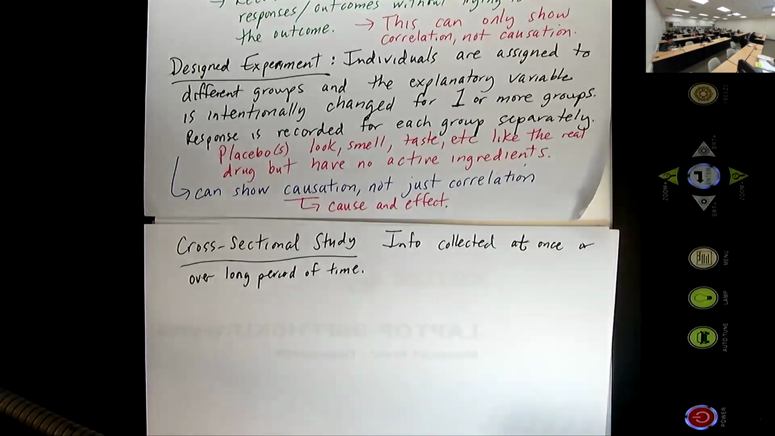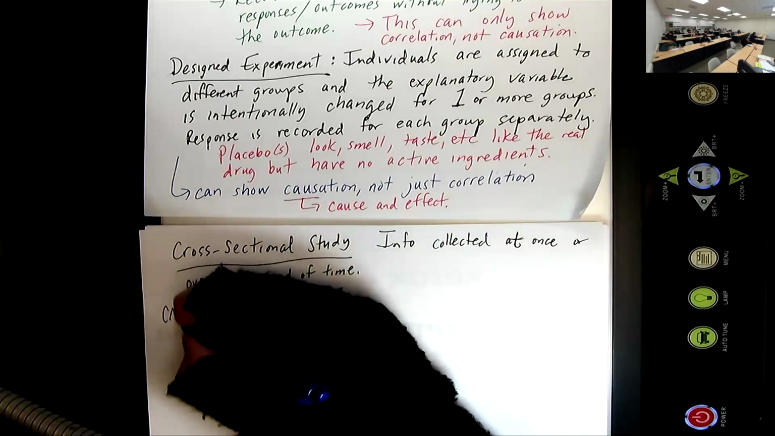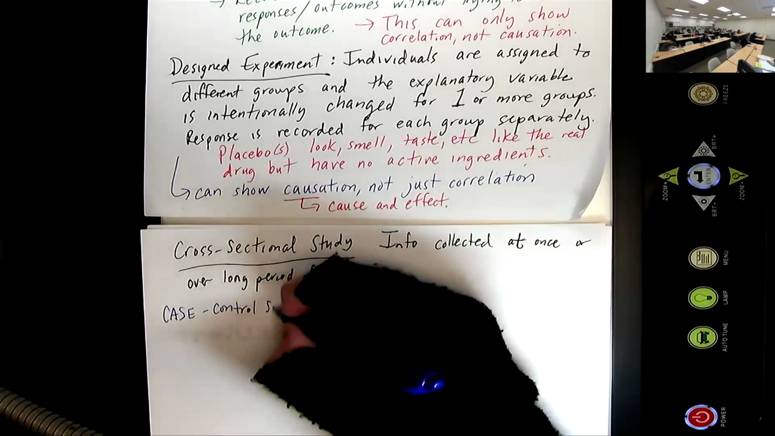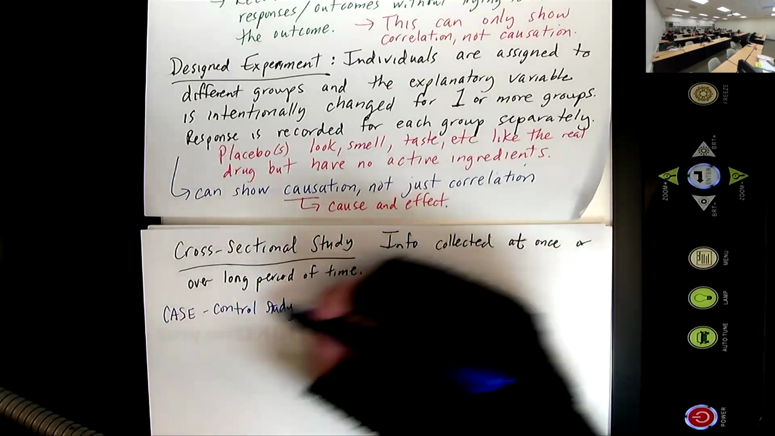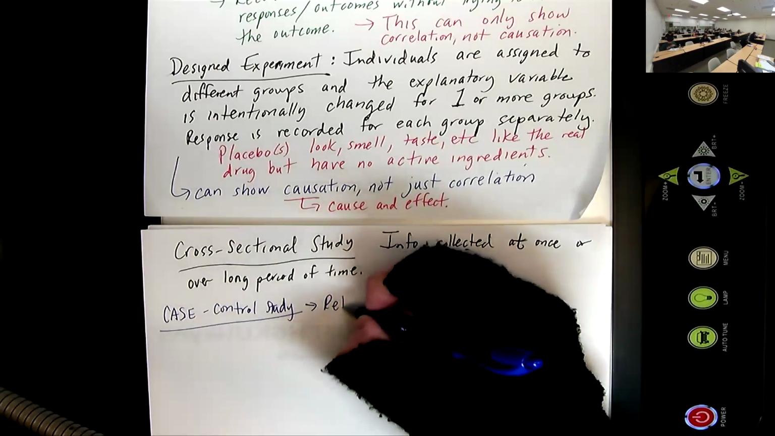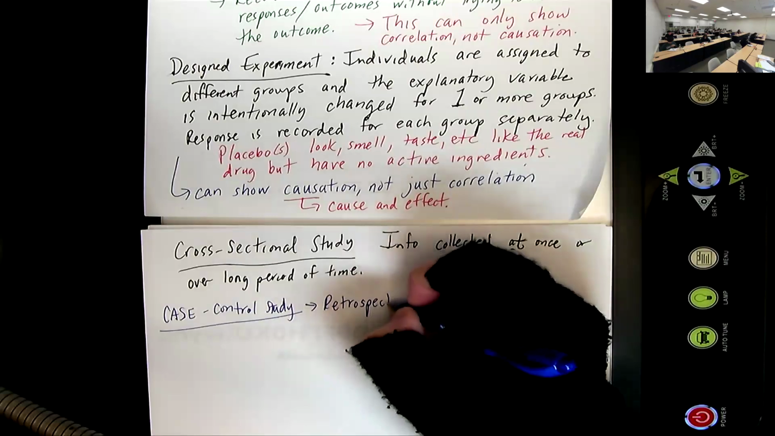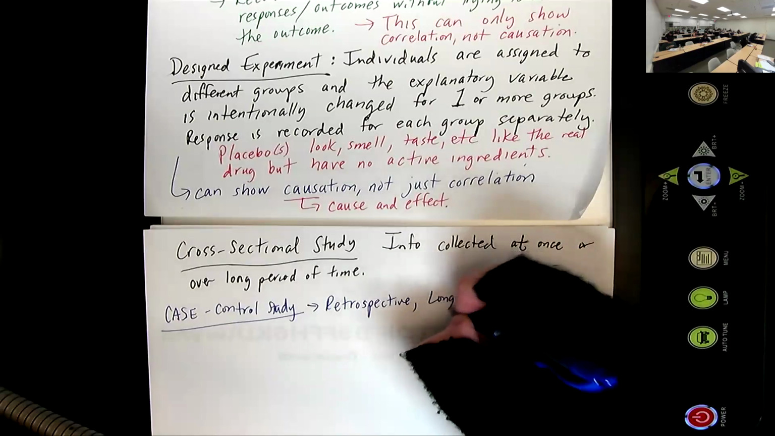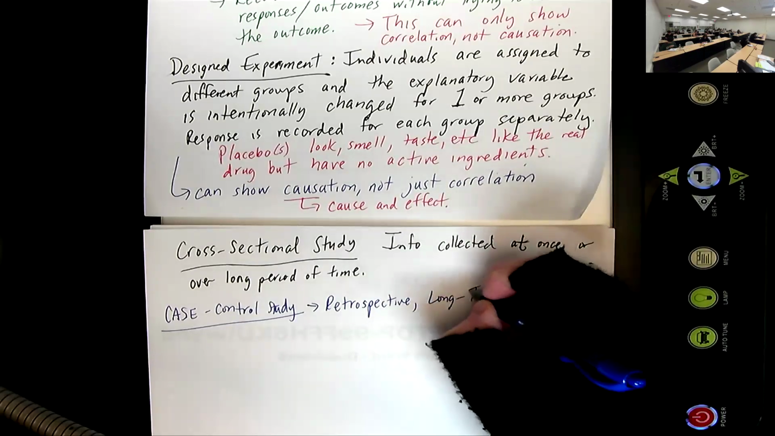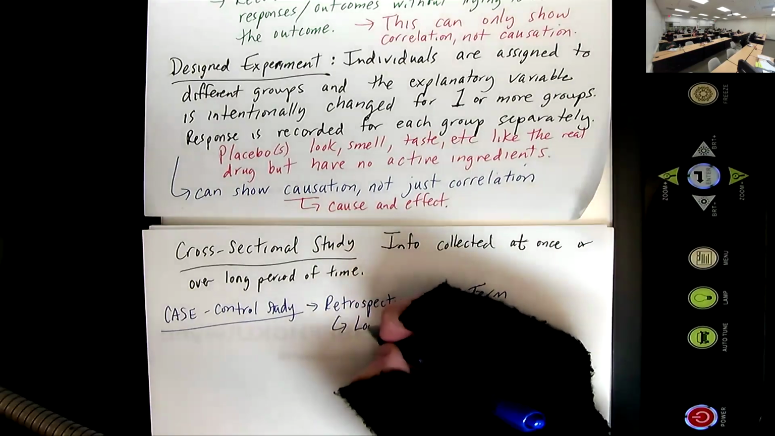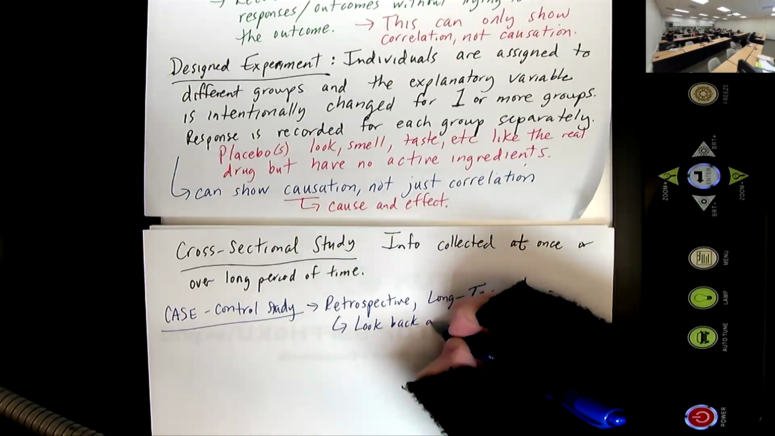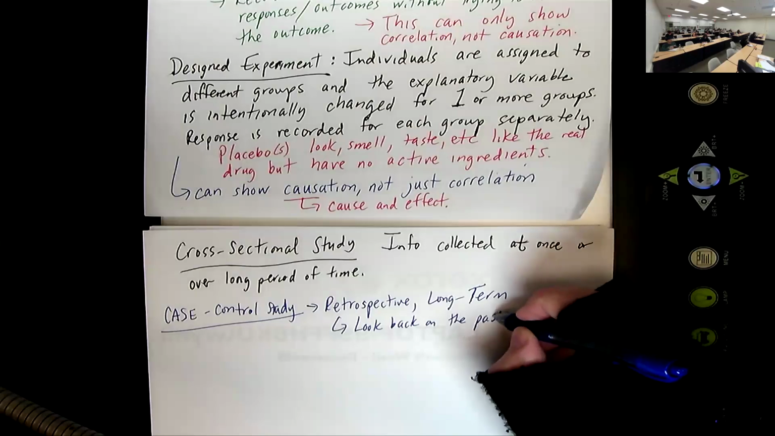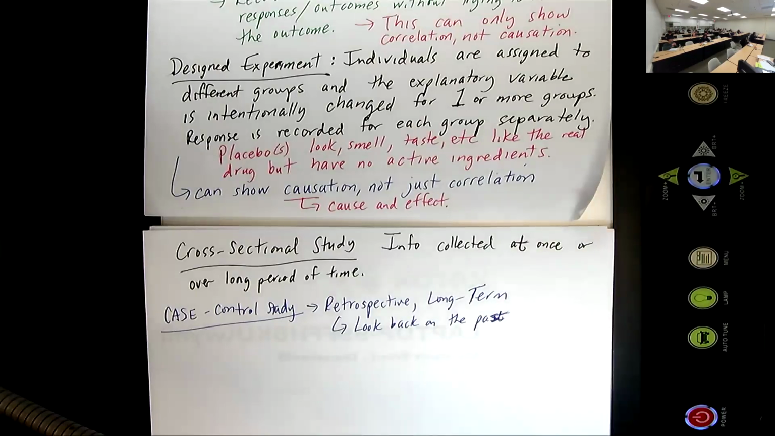There's something called the case control study. And this tends to be something called retrospective, which means it's a long-term thing, we're looking back on what happened. Retrospective is you look back on the past. Long-term is you're monitoring all the time.